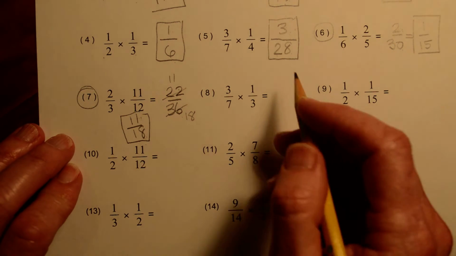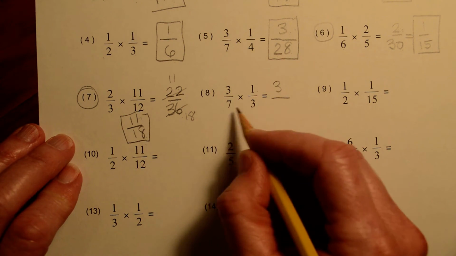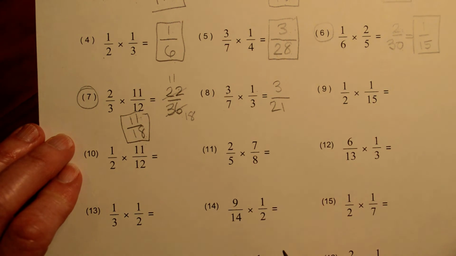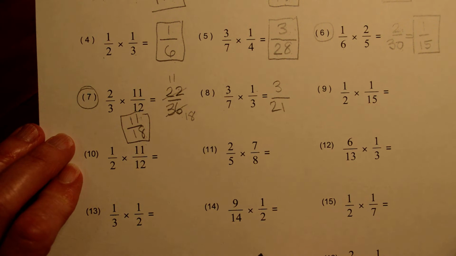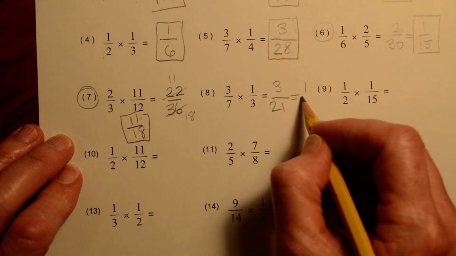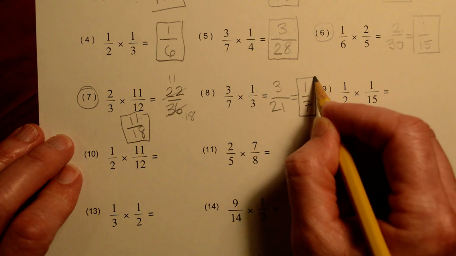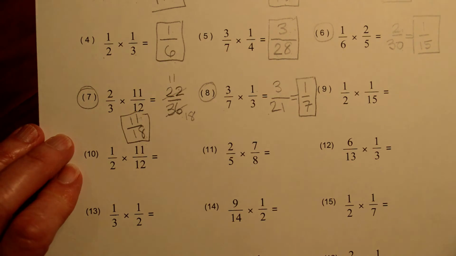How about number 8? 3 times 1 is 3. 7 times 3 is 21. Do you see a common factor in there? I see a 3. So 3 goes into 3 once, 3 goes into 21 7 times, and that's it. So 8 also reduced.